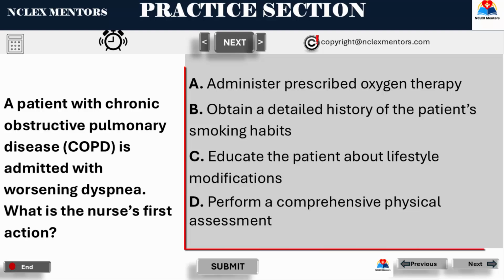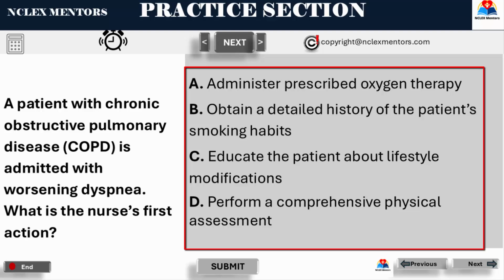Here are your options. Option A, administer prescribed oxygen therapy. Option B, obtain a detailed history of the patient's smoking habits. Option C, educate the patient about lifestyle modifications. Option D, perform a comprehensive physical assessment. Take your time, think it through, and choose the best action.